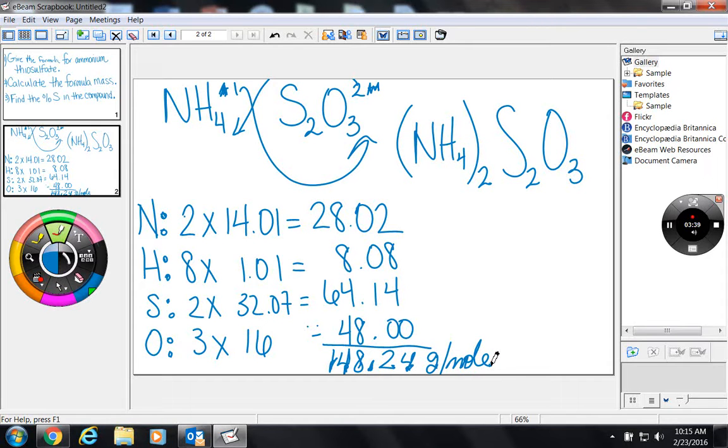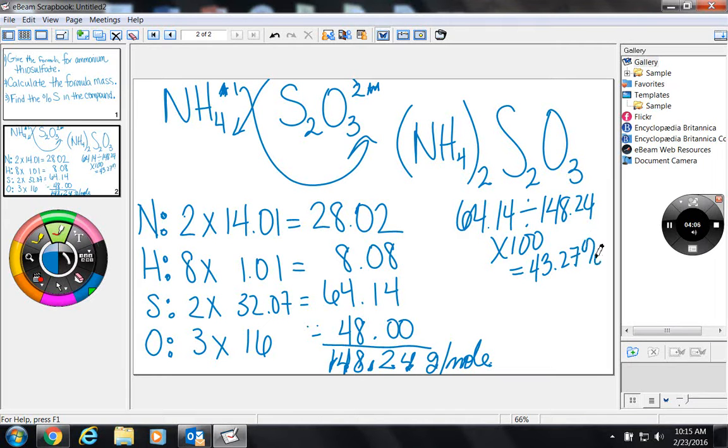Now if I want the percent sulfur, I take the total mass of sulfur, which is what number on the sulfur line? 64. The 64. So it's 64.14 divided by 148.24, and then I multiply that by 100, and I get 43.27%. All right, and that's the percent sulfur.